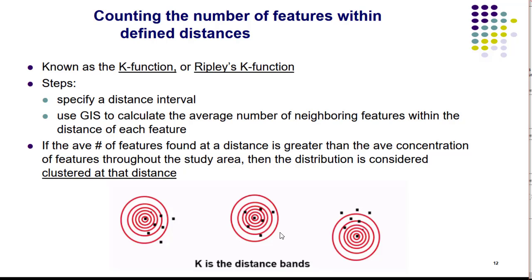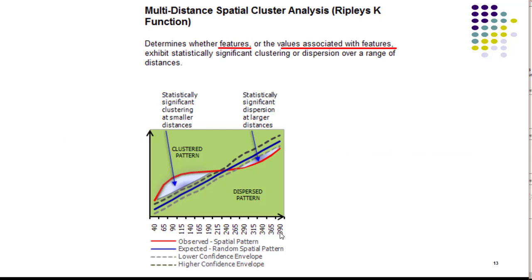And so the K function measures that, calculates those, and it finds the average number of those neighboring features within each of those distances. If the average number of features at a distance is greater than the average concentration, then it's considered to be clustered at that distance. This is the great graph that makes the analysis of this pretty easy and also gives you your result. So the multi-distance spatial cluster analysis, Ripley's K function, determines whether those features or the values associated with those features are statistically significant clustering or dispersion over a range of distances.